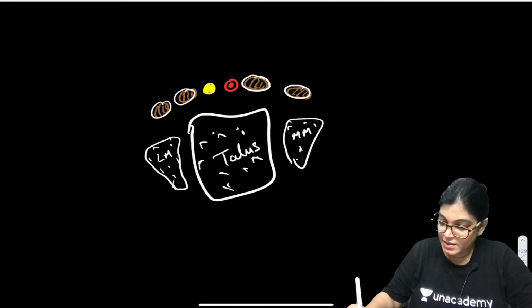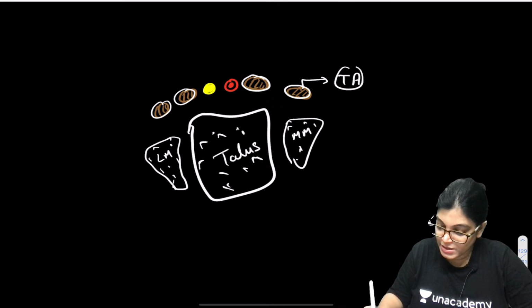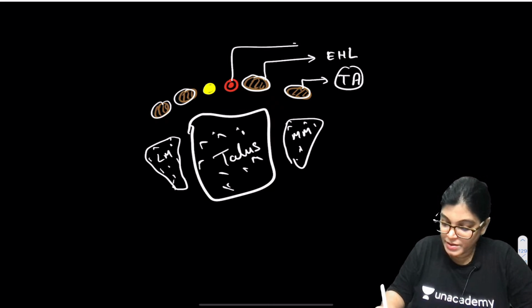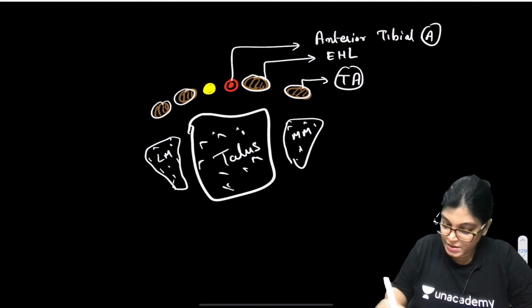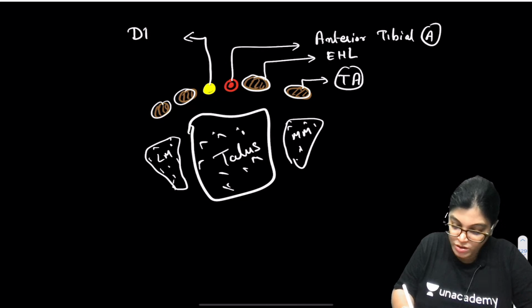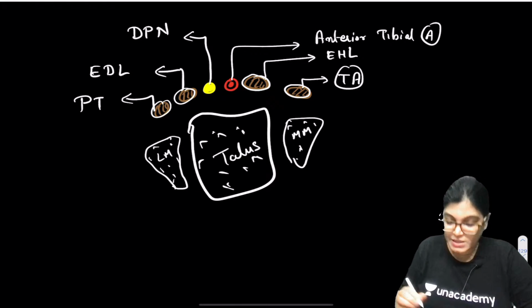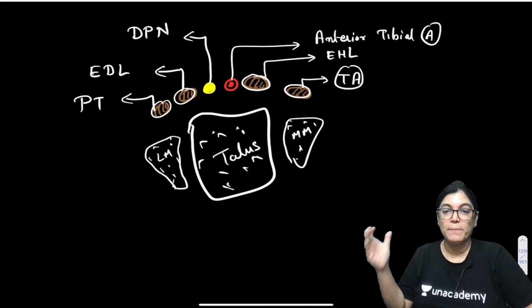So, first thing, from medial to lateral, the first structure related will be, what is this? This is tibialis anterior muscle. This is extensor hallucis longus muscle. This is anterior tibial artery. This is the nerve. Which nerve is it? This is deep peroneal nerve. Which muscle is this? Extensor digitorum longus. And which muscle is the lateral most? PT. What is PT? Peroneus tertius. So, these are the structures related to the ankle joint as we move from medial to lateral.